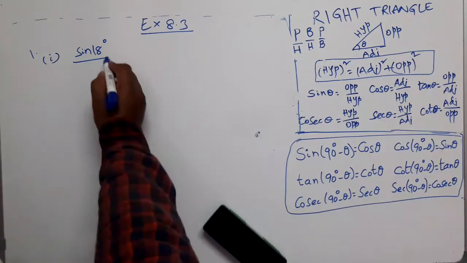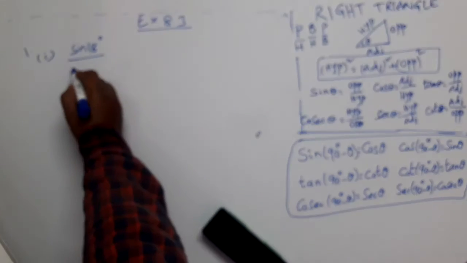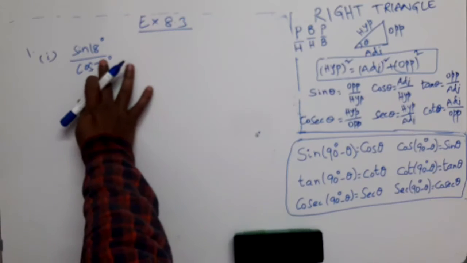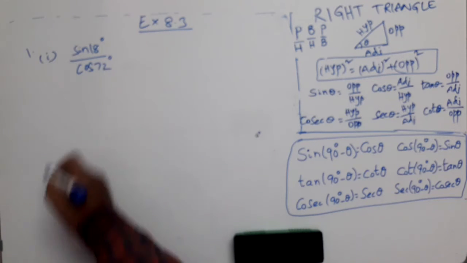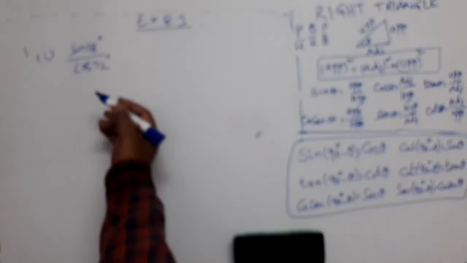Sine 18 degrees upon cos 72 degrees. This is the first part. I am supposed to solve this, or evaluate, find the value of this. Do you observe any relation between these two angles?